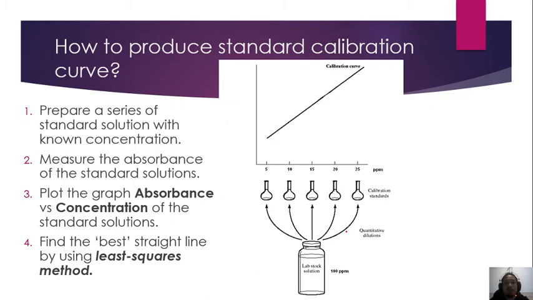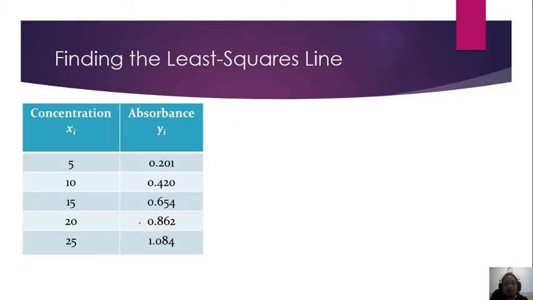So how to produce a standard calibration curve? First, you need to prepare a series of standard solution with known concentration. Then you need to measure the absorbance of the standard solution. Number 3, you need to plot the graph absorbance versus concentration of the standard solution, and find the best straight line by using least square method. So this is the least square method.